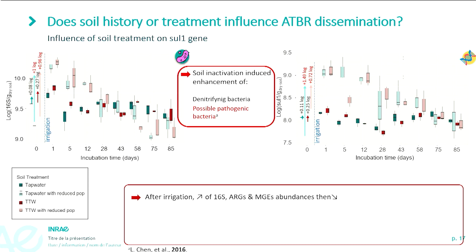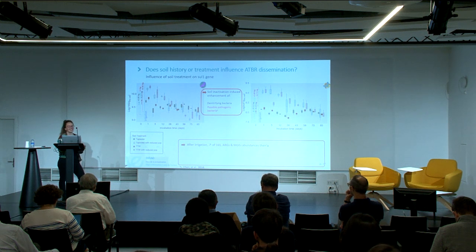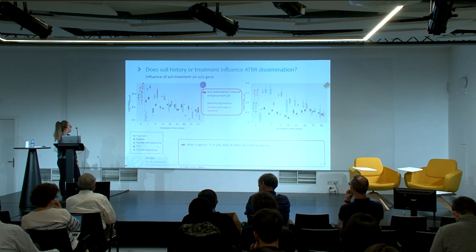I'm then going to talk just a little bit about the treated soils that underwent an inactivation treatment. And so these soils have been in our microcosm irrigated with treated wastewater. And you can see here the evolution of the bacterial abundance, and here one antibiotic resistant gene. And you have the tap water, the treated wastewater soils, and the same soils that underwent an inactivation treatment, so with a reduced bacterial population. And what we could see is just after irrigation here, an increase of the bacterial abundance and then a decrease across the time with our inactivated soils.